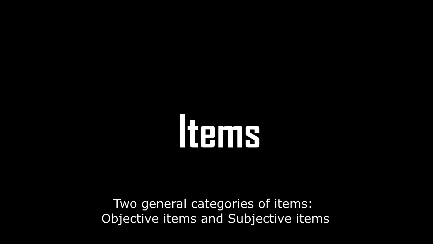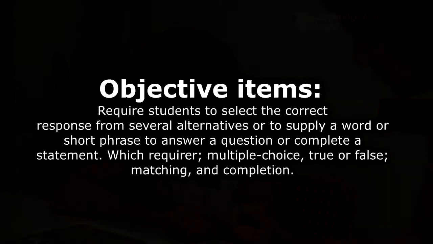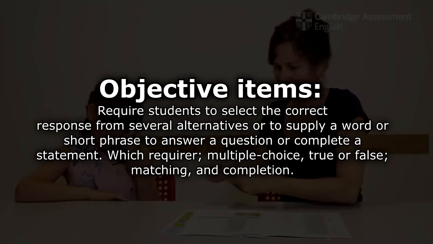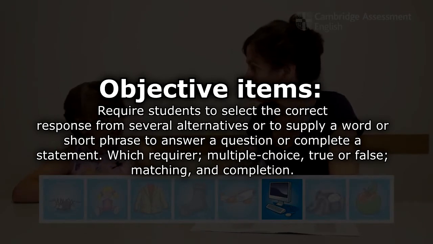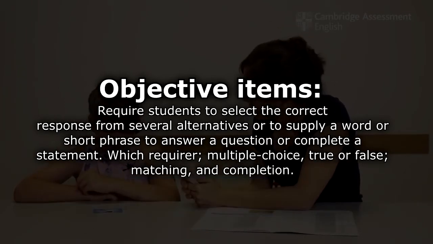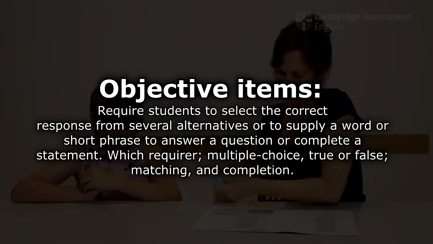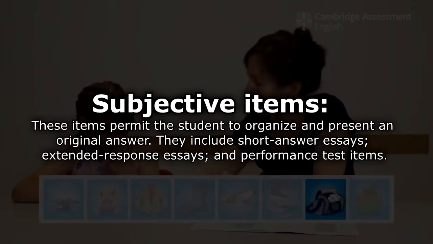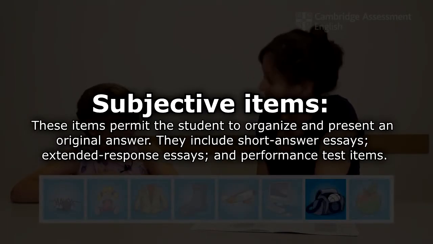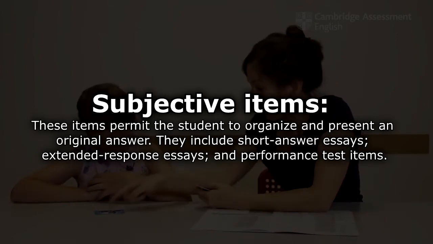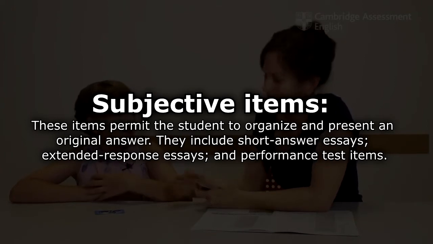Items. Two general categories of items: objective items and subjective items. Objective items require students to select the correct response from several alternatives or to supply a word or short phrase to answer a question or complete a statement, which require multiple choice, true or false, matching, and completion. Subjective items. These items permit the student to organize and present an original answer. They include short answers, essays, extended response essays, and performance test items.